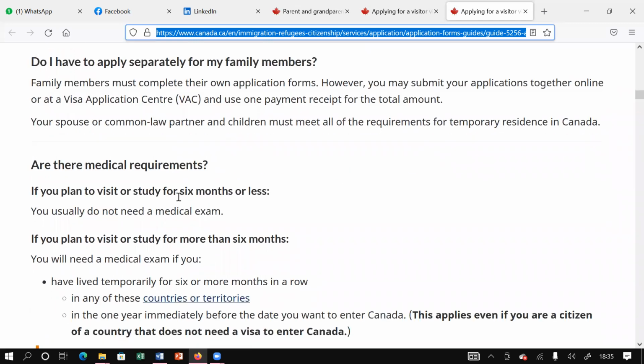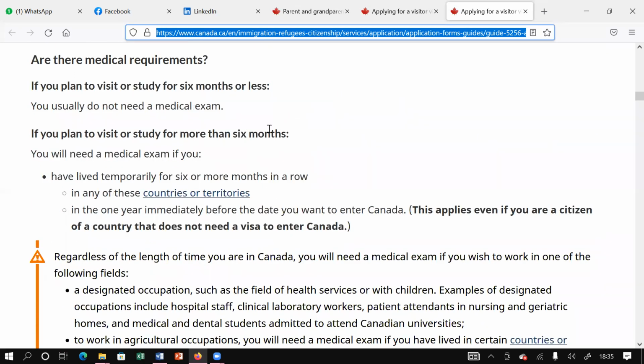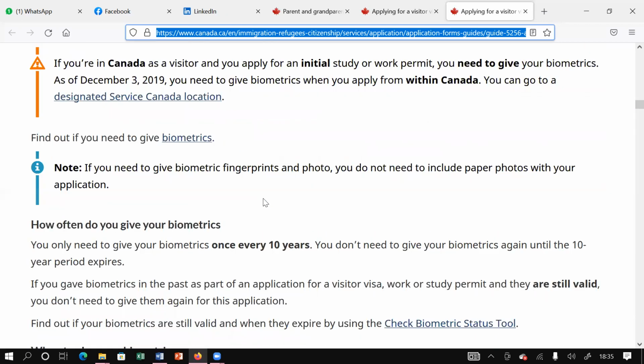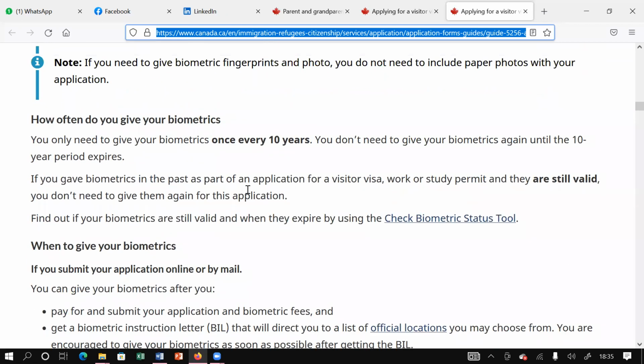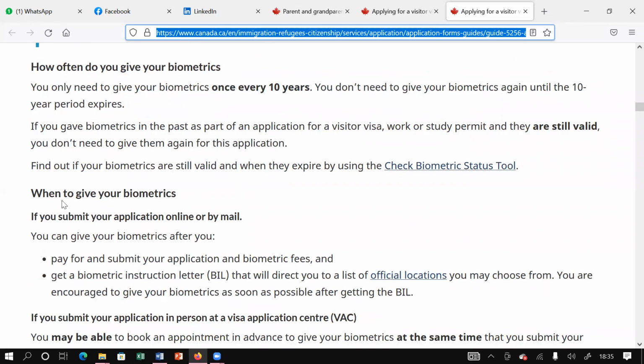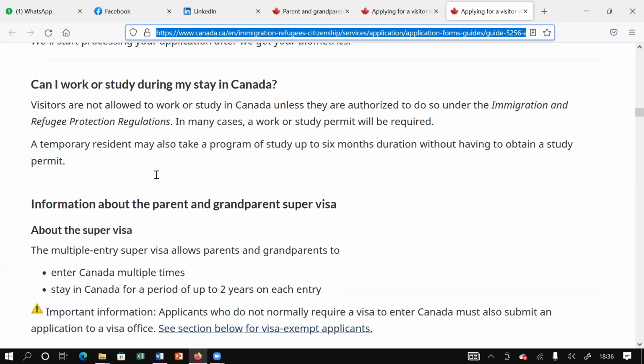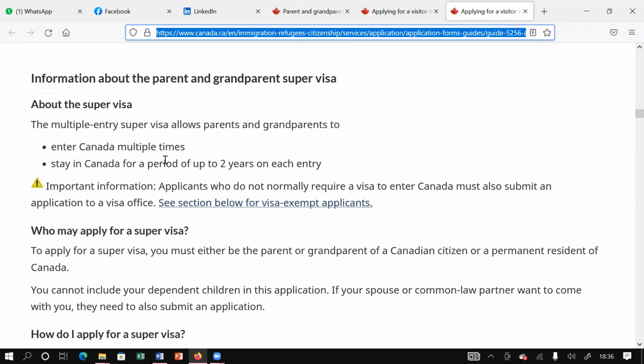If you plan to visit or study for 6 months or less, you usually do not need a medical exam. But if it is more than 6 months, you will need a medical exam. That is for the super visa. So these are general terms. How often do you give biometrics? Once in 10 years. Most of these are general information about the super visa.